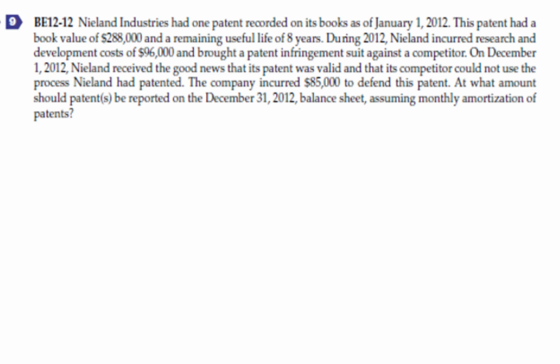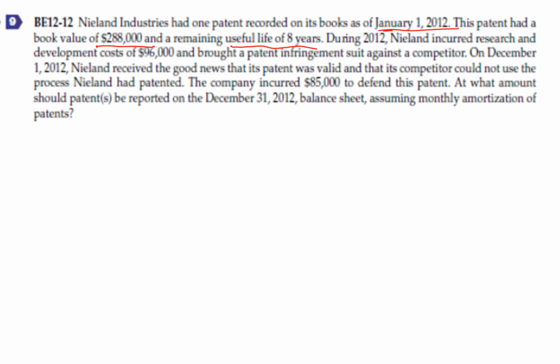So the beginning period is 1st January. This patent had an actual book value of 288,000. The reported beginning book value, the beginning carrying value of the asset, is 288,000, and the remaining useful lifetime is 8 years. So we are very clear that we are amortizing this intangible asset over 8 years of time.